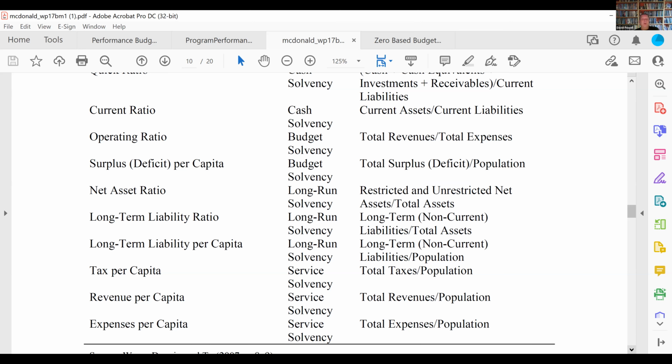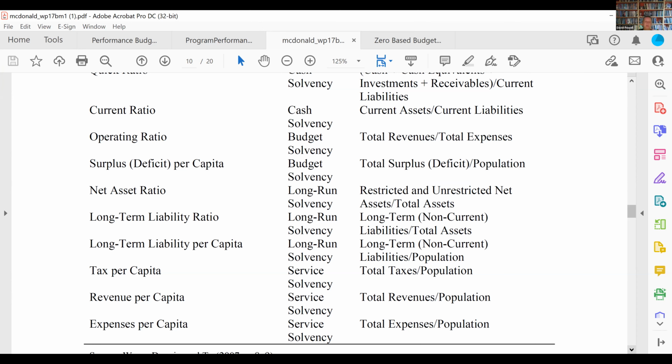Current assets, current liabilities, long-term assets, long-term liabilities, those are all found in the annual comprehensive financial report in the financial section. And again, when we get into next week, I'll show you specifically where you find that information and then show you the link to the video so that you can go on your own and kind of figure out where this information is in those types of financial reports.